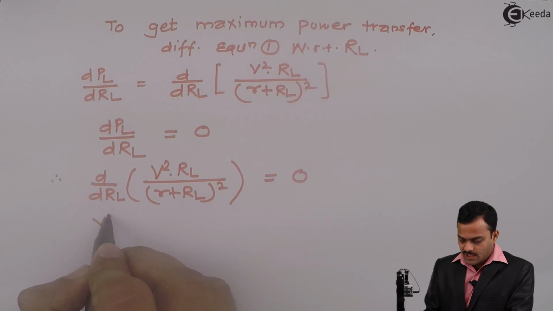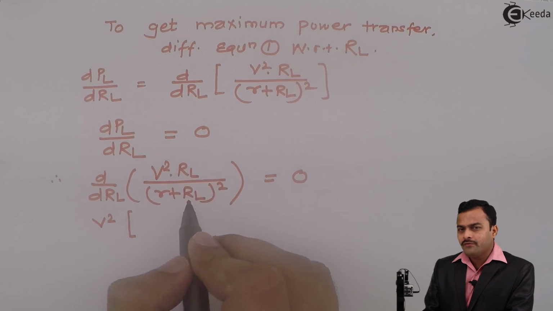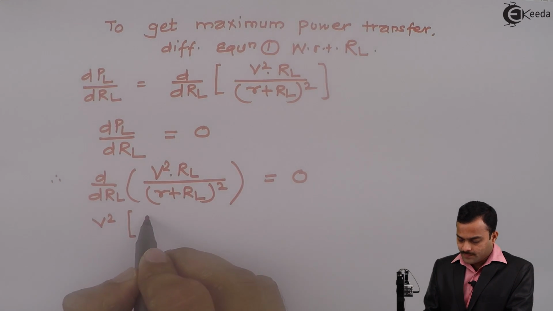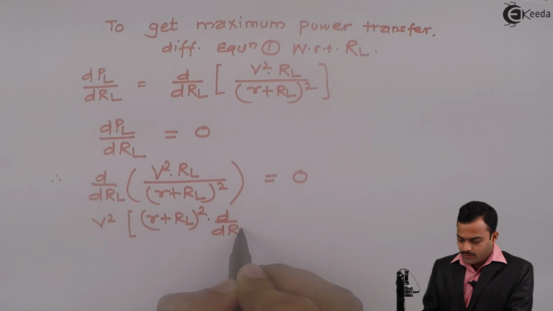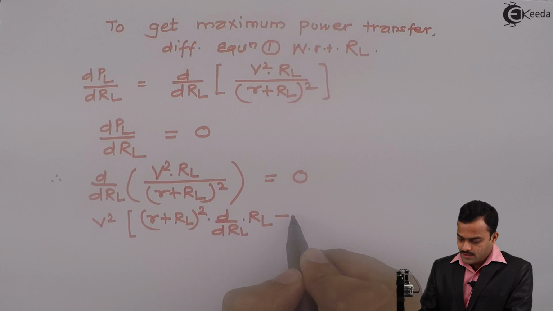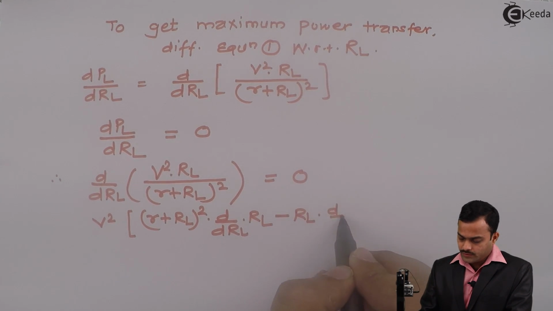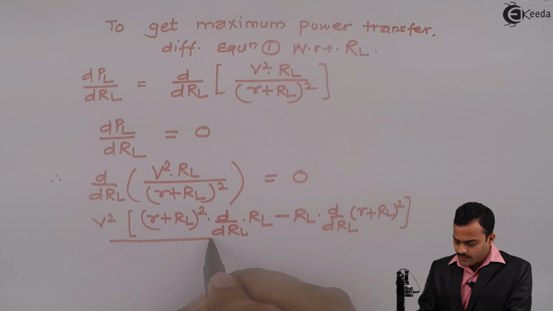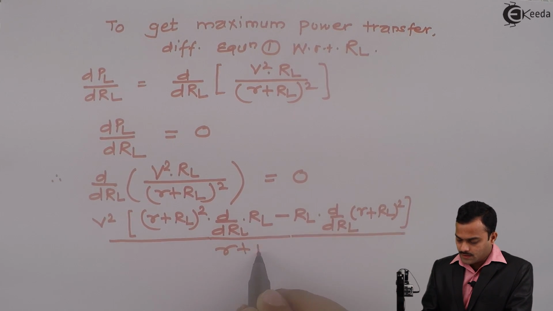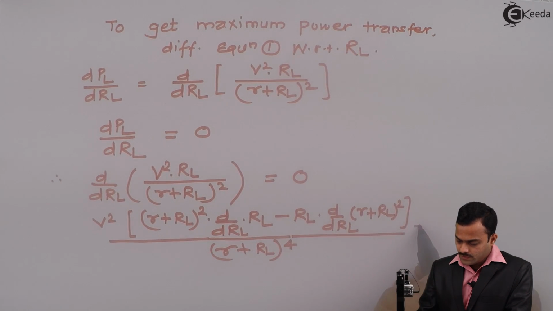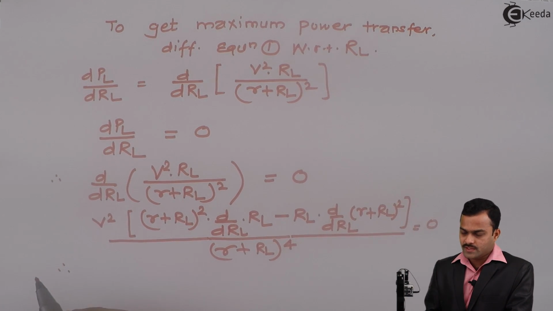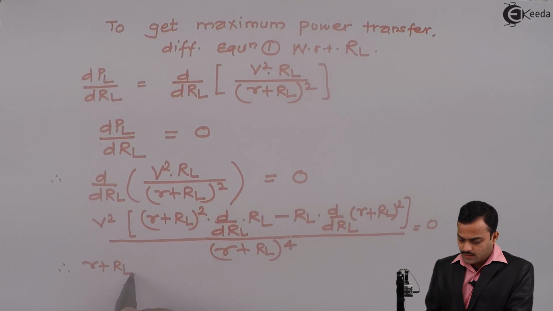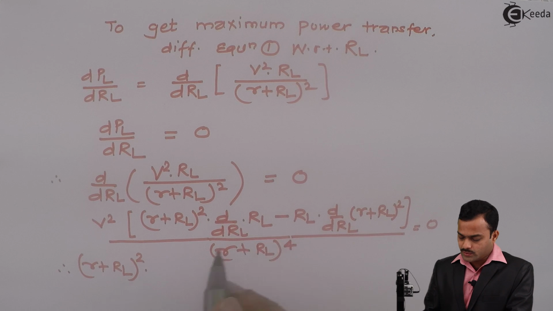So let us differentiate this. V square is a constant, I will take it out, and here it is the u by v rule of derivative, which says v multiplied by derivative of u minus u multiplied by derivative of v, divided by v square. So it is (r plus RL) whole raised to 4, equal to 0. I will take this term to this side, it becomes equal to 0. So it is (r plus RL) the whole square. Derivative of RL with respect to RL is 1.